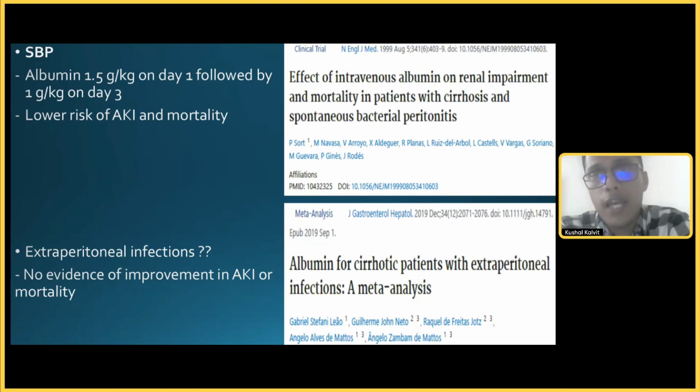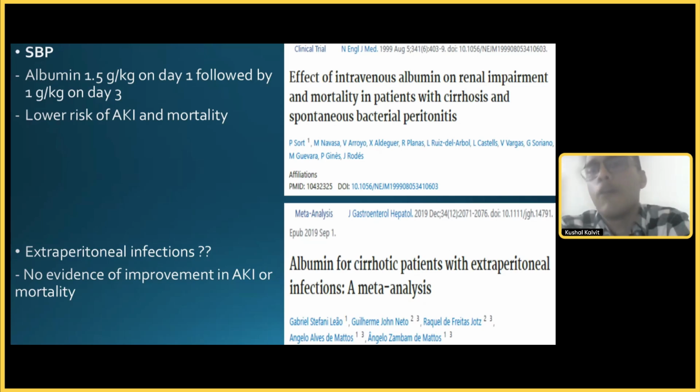Now, although this trial has shown a reduced risk of AKI and mortality, and many other studies after this trial have shown the same results, the dose is still arbitrary. The dose is still not rigorously studied, and different doses have not been compared. However, we still continue to follow the same dose that was used in the first trial that was done in 1999.